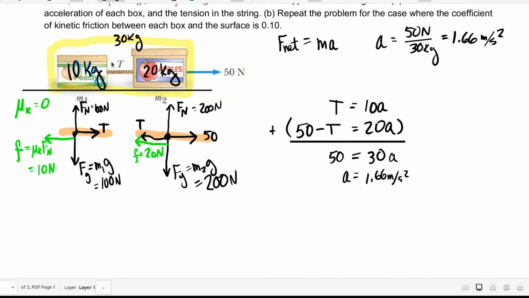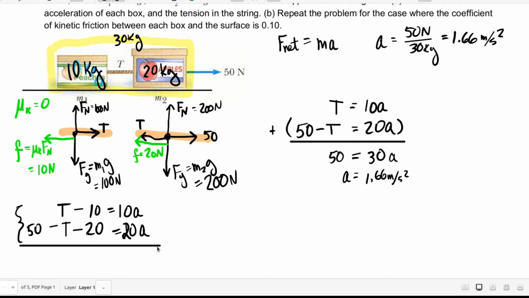It's interesting to consider, will this cause the tension to be greater, less, or the same as in the first case? Well, we need to look at the equations to see how that plays out. I know for the first mass, I have T now minus 10 newtons. T minus 10 equals ma. Here m is 10 kilograms, T minus 10 is 10a. And for the second mass in our system of equations, we have 50 pulling to the right, 50 minus T minus 20 equals 20a, 20 kilograms times a.